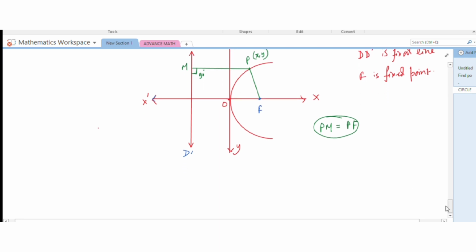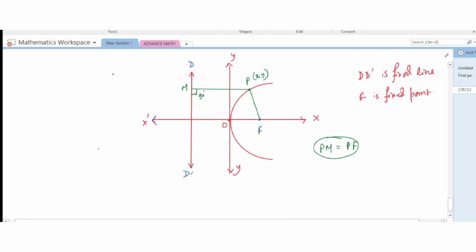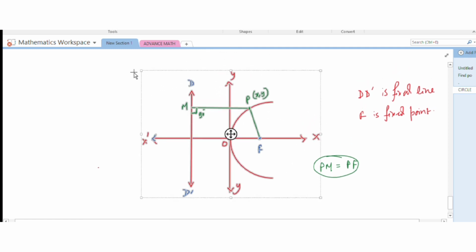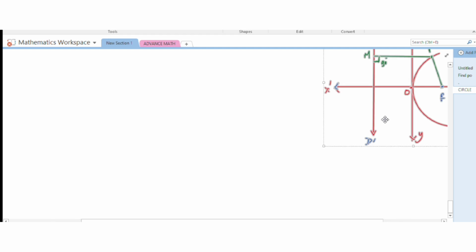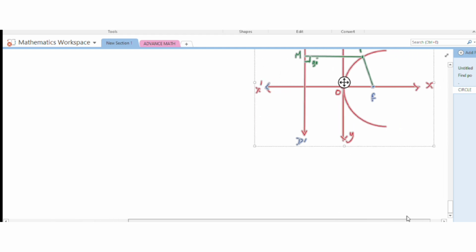Now we need to define the equation of the parabola. This is the general equation of the parabola. So let us see how we can generate the equation of the parabola. Now again I'm going to draw the figure. So here it is.